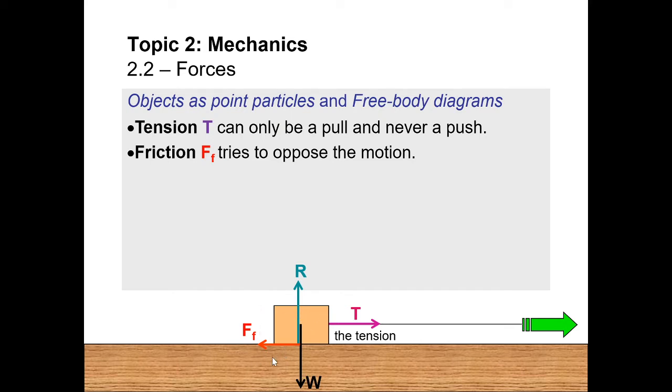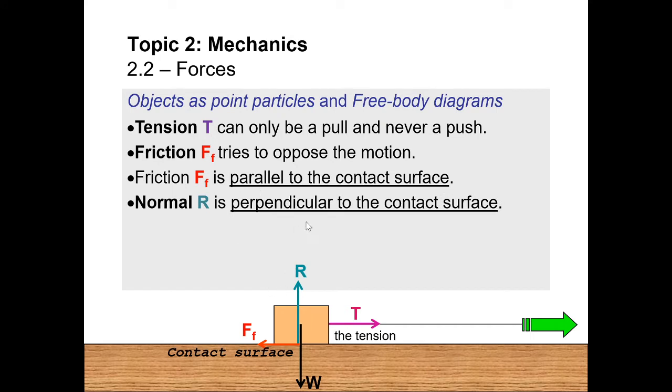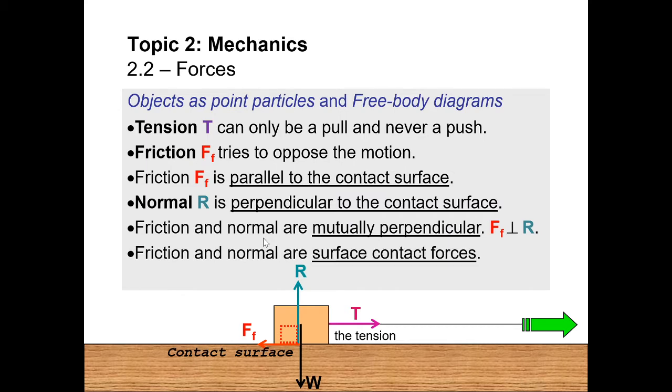So each of these forces we draw where they're acting and in which direction they're acting. Again, force of friction is parallel to the contact surface. The normal force is perpendicular to the contact surface. Ergo, friction and normal are always perpendicular to each other. Always. That's always going to be the case. Okay. Friction is also called a surface contact force. If you do not touch a surface, you cannot have friction.